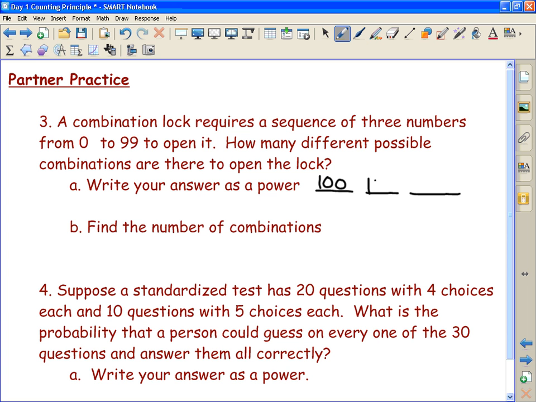I have 100 choices for the second number and 100 choices for the third number. So that would be, as a power, 100 to the third. If I actually punch that into my calculator and figure out what that is, I would get 1 million. 1 million combinations.